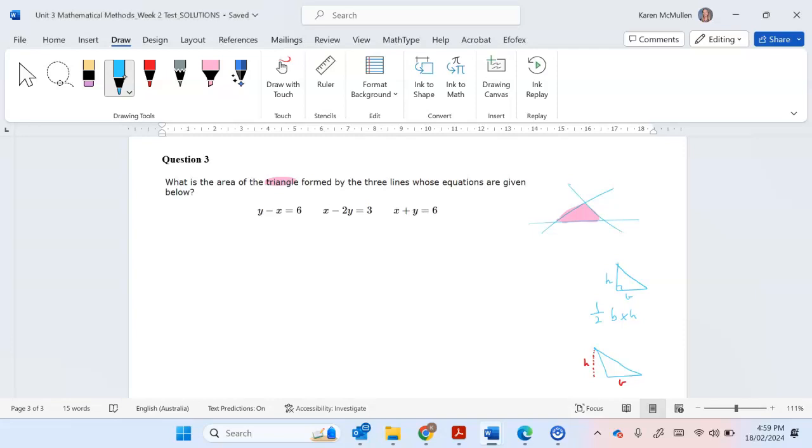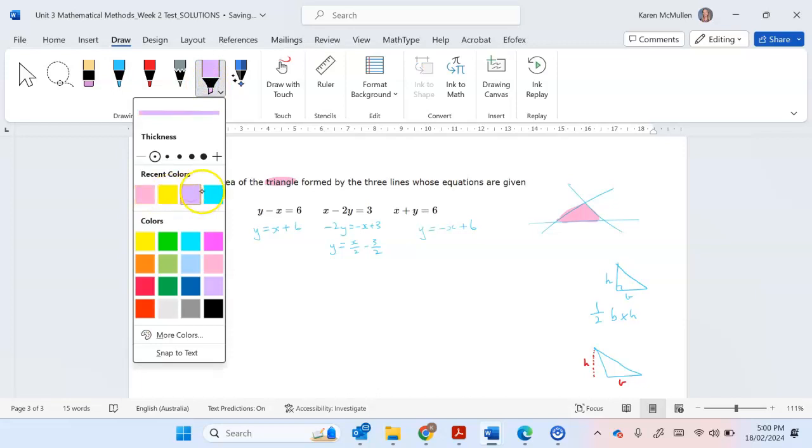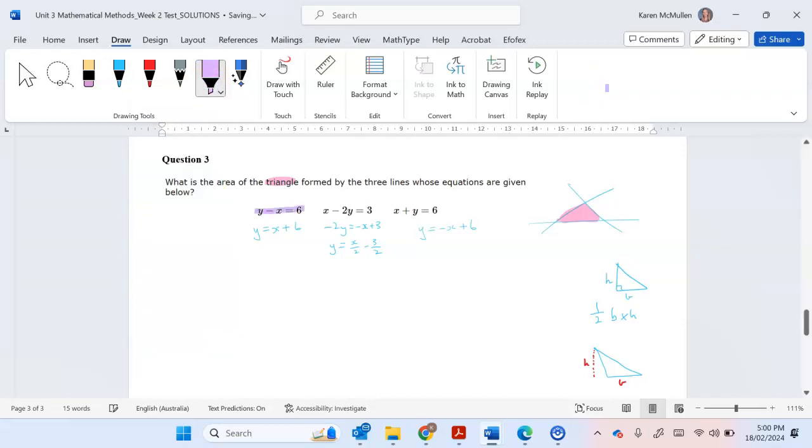Now, with the equations, the easiest way to see if they were perpendicular is just rearrange them. So the first one's going to become y equals x plus 6. This second one, let's just do a little bit of rearranging. x on 2 minus 3 on 2. Now I've skipped a few steps in one. Let me just check. Looks good. And then this one is going to be y equals negative x plus 6. So my perpendicular lines are this one and this one here.